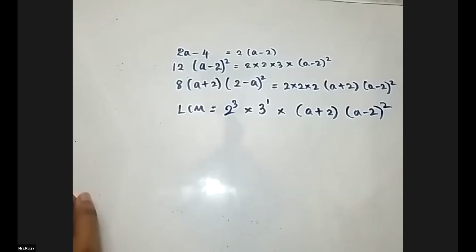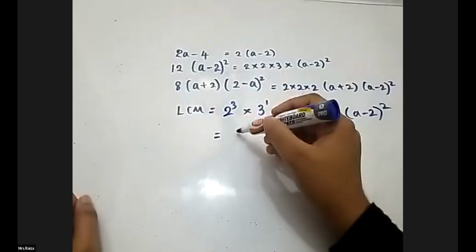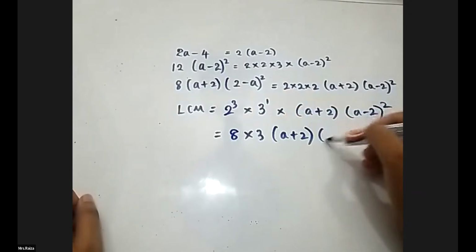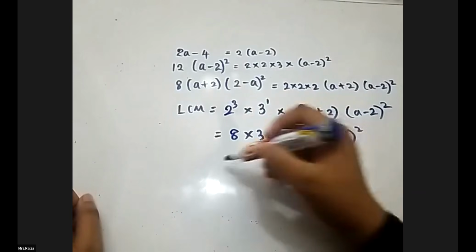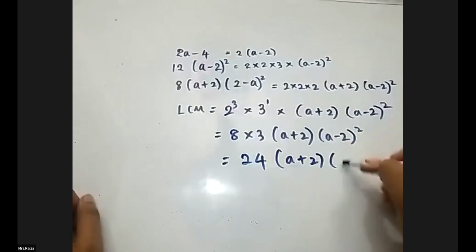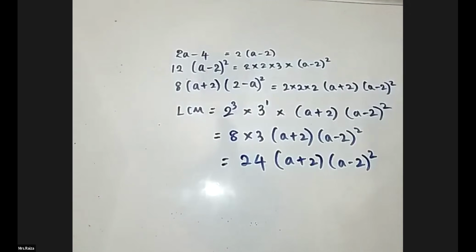So what am I getting here? 2 to the power 3 is 8 into 3, a plus 2, a minus 2 squared. Final answer: 24, a plus 2, a minus 2 squared.